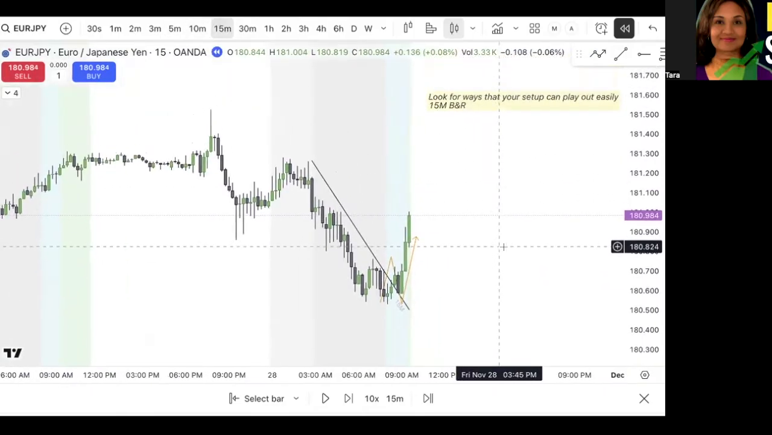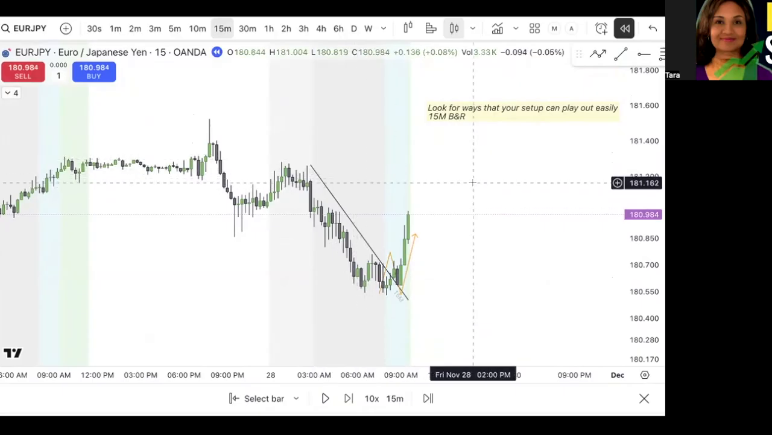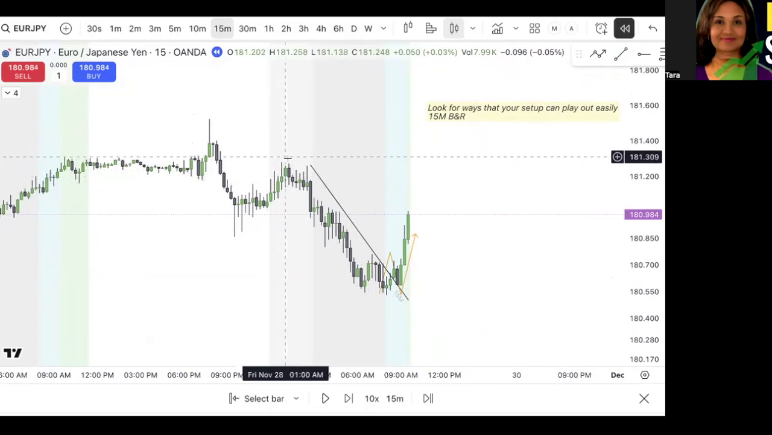And this is how it looks on the 15-minute time frame. And we can see that there are some large green bars to the upside, which is giving us an indication that price is definitely going to be continuing upward.